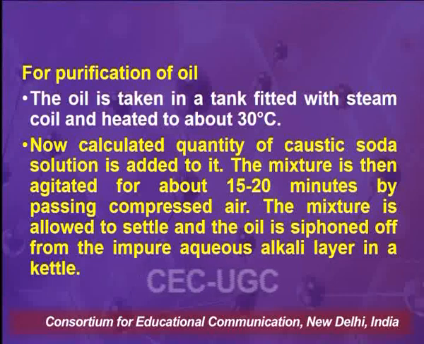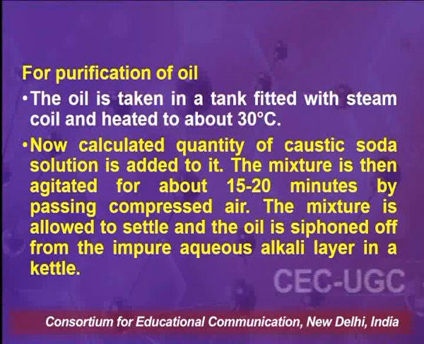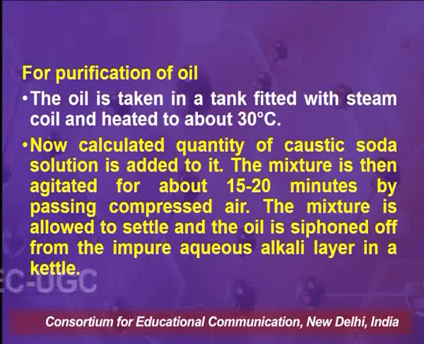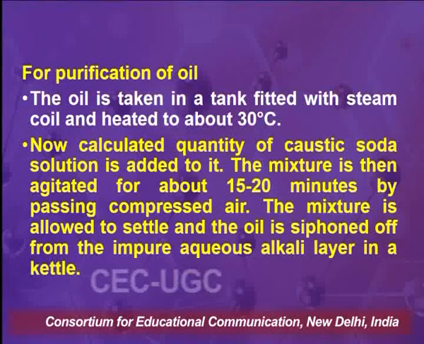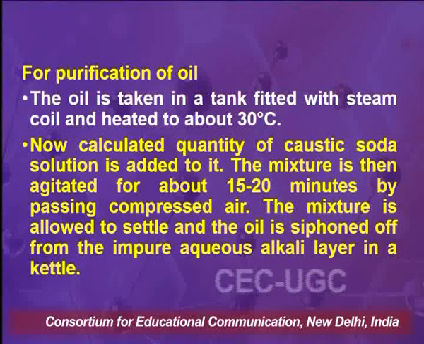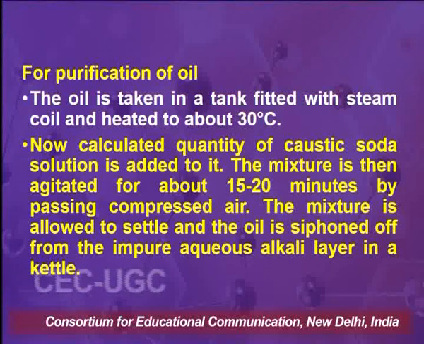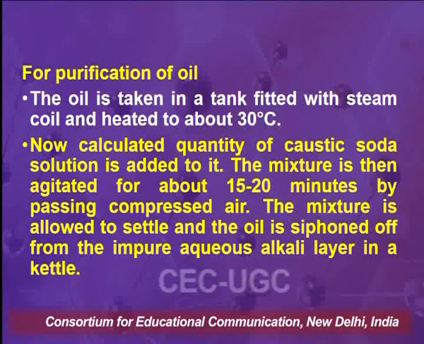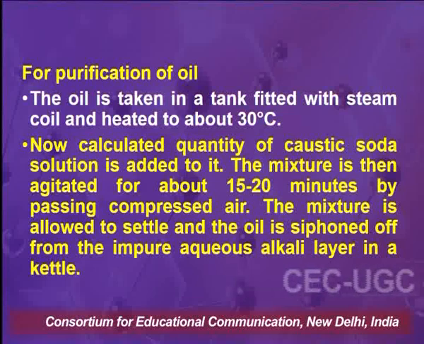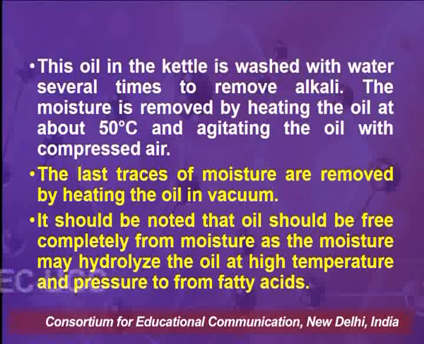30 degrees centigrade. Now a calculated quantity of caustic soda solution is added to it. The mixture is then agitated for about 15 to 20 minutes by passing compressed air. The mixture is then allowed to settle and the oil is siphoned off from the impure aqueous alkali layer into a kettle. The oil in the kettle is washed with water several times to remove alkali.